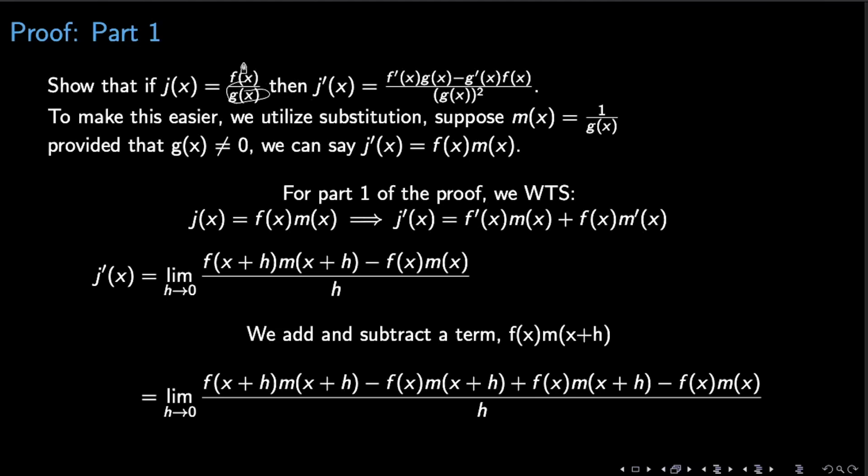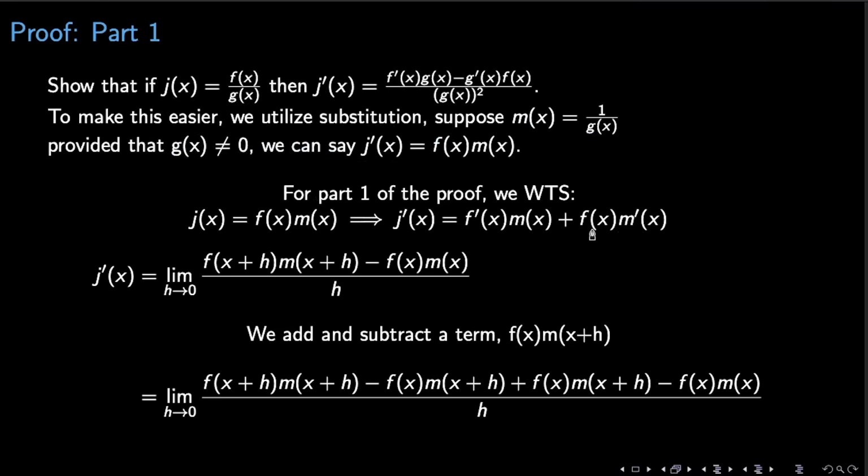So instead of saying f of x over g of x, we will rewrite this by letting m of x equal to 1 over g of x, provided that g of x is not equal to 0, and we can say that j of x is basically f of x times m of x, since m of x is 1 over g of x, which is just equal to the original f of x over g of x.